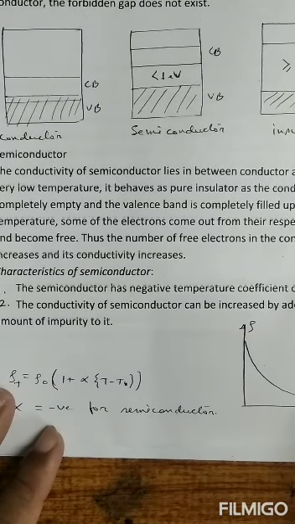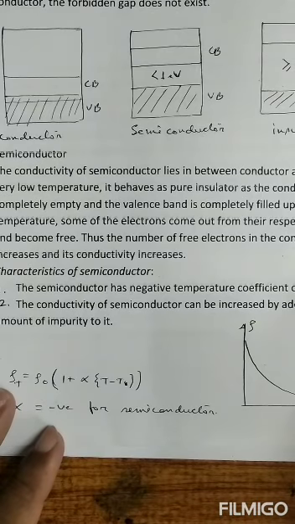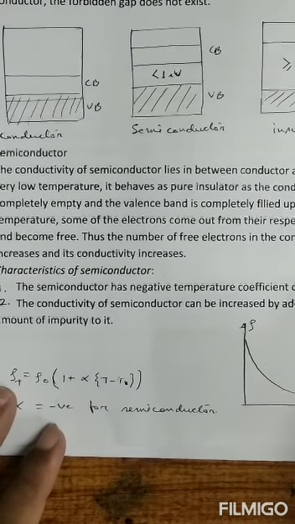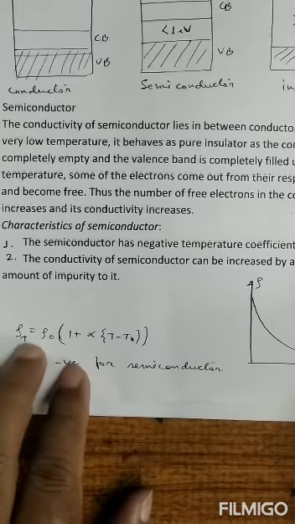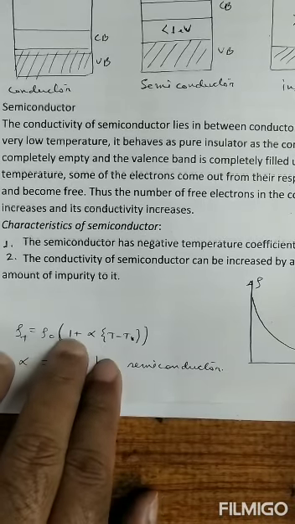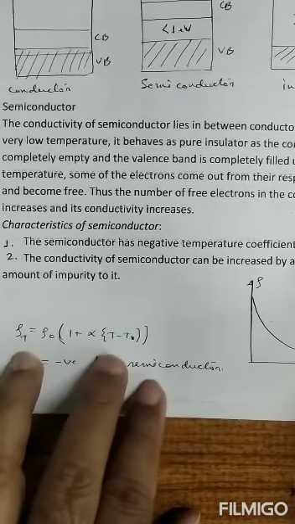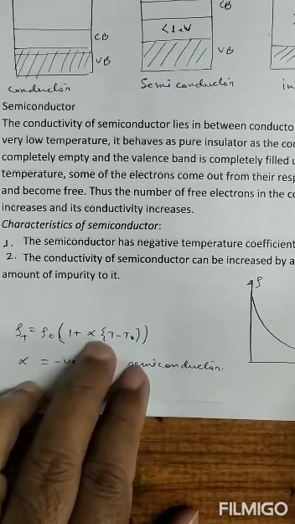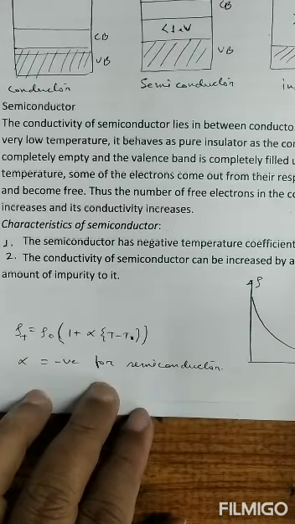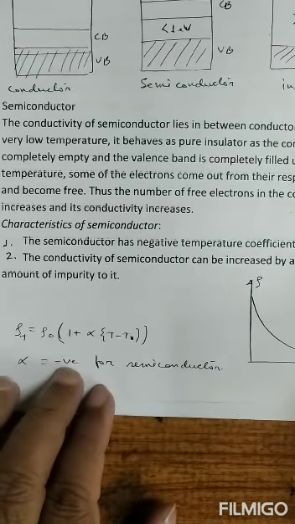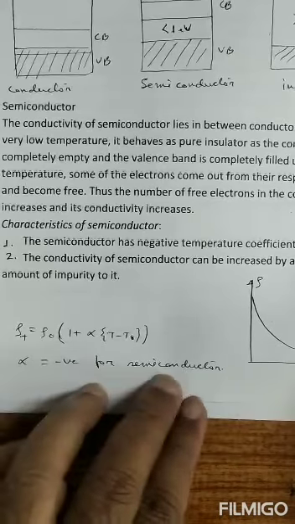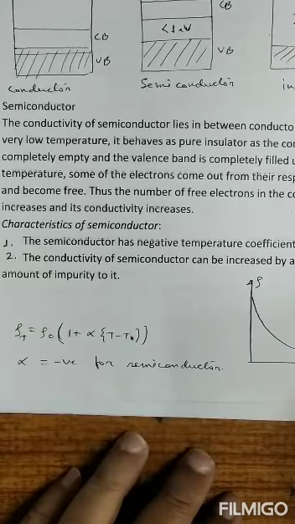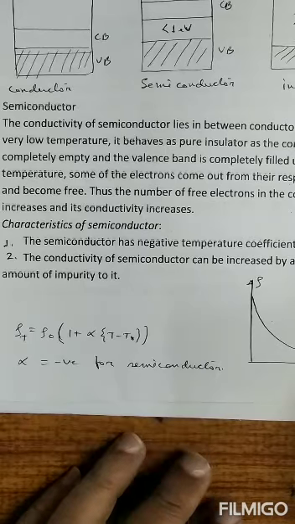But in a conductor, with rise in temperature, conductivity decreases, so resistivity increases. Have you seen this relation? Rho t is rho 0 into 1 plus alpha times t minus t0. This alpha is called the temperature coefficient of resistivity. A semiconductor has a negative temperature coefficient of resistivity. Conductors generally have a positive value.